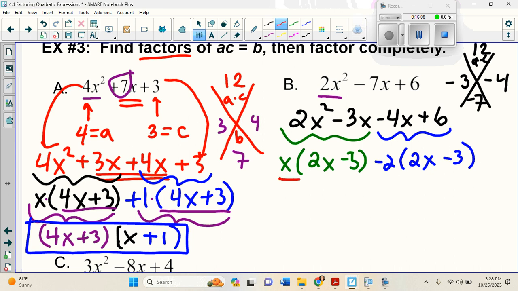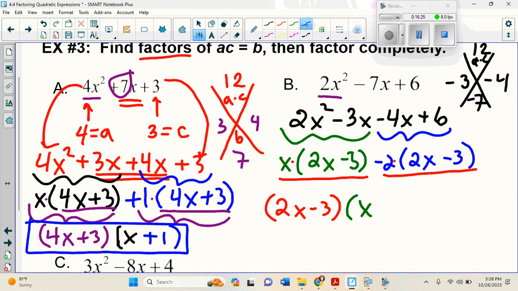So like I said again, that first thing is one term. This that I'm underlining is another term. So there's a common factor of 2x minus 3. And then what's left over is an x minus 2. So I've completed my factorization.